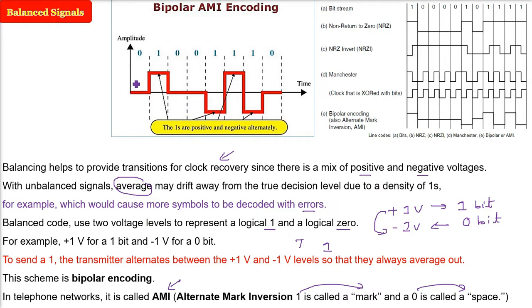How does it work? See, for 0 we go straight, for 1 there is a height, then 0 again we go straight, but again 1 is coming, so we alternate. We don't go up, we go down. That is, plus 1 was there, now we are going to negative 1. Again there is an inversion because 1 is coming, so we have to invert it. Then 1, again we go down, and then 0 it's straight. So this is bipolar AMI encoding.